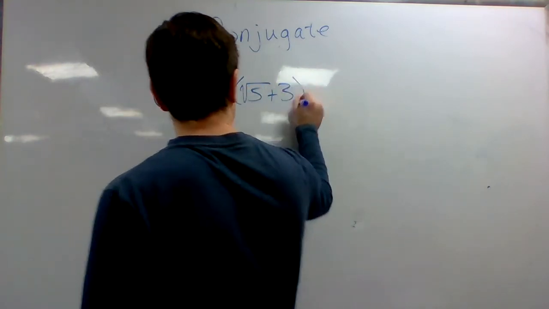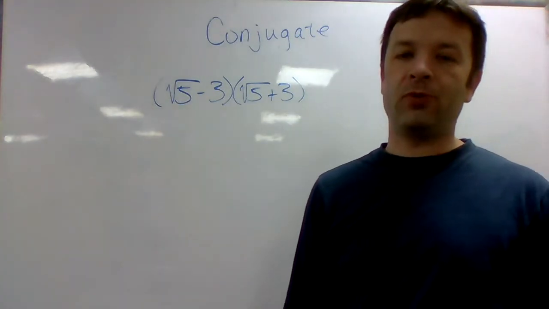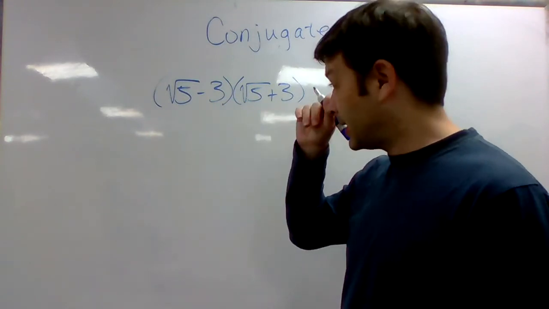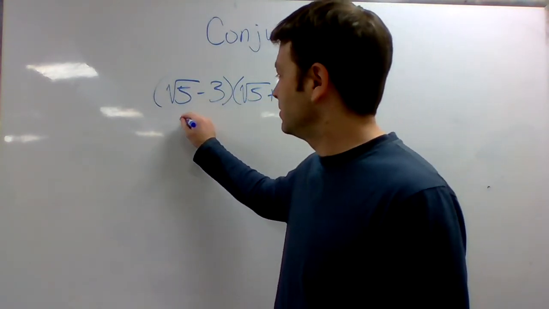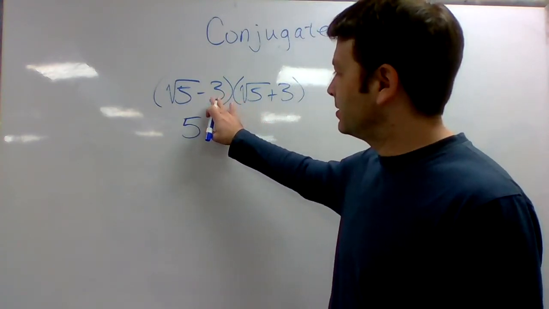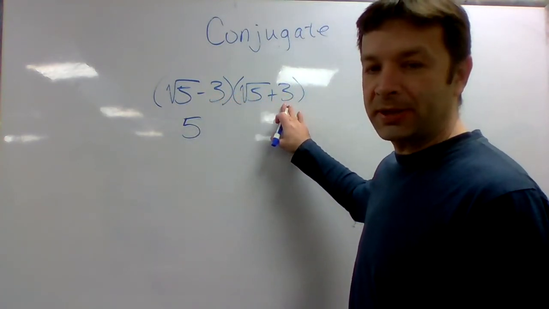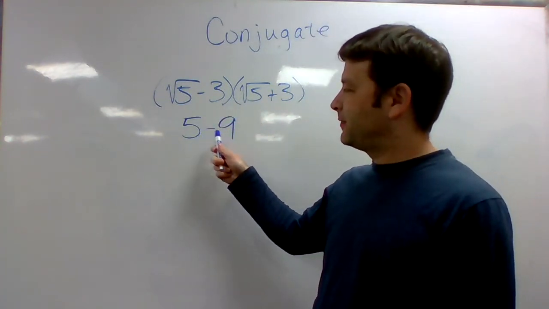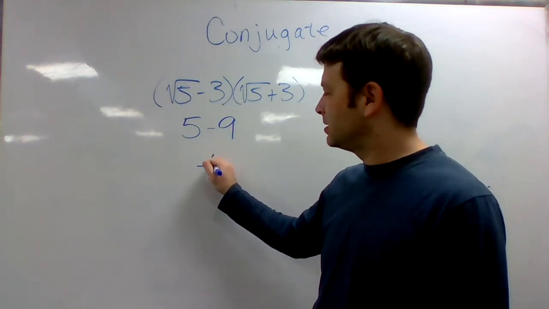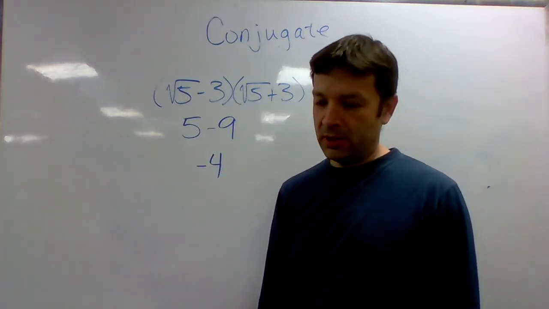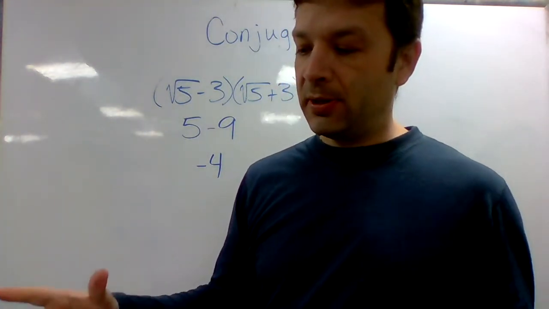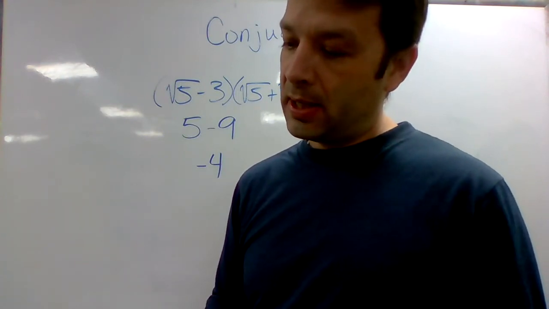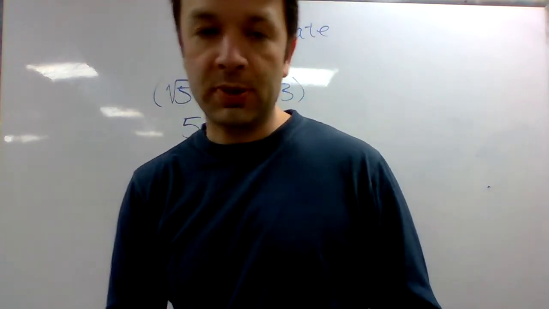plus 3. Okay, because they're conjugates, we don't have to do the entire FOIL. We can just do the first and the last. The first, square root of 5 times square root of 5. And last, negative 3 times positive 3. Okay, and what's 5 minus 9? Negative 4. Are we done? No, we're not. There's another thing to multiply by. We multiplied the first and the third polynomials. We still need to multiply that times the middle one, which was square root of 2 plus 1.